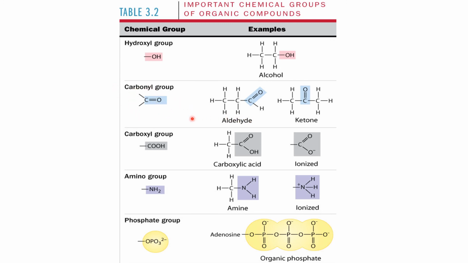You can find these in aldehydes and ketones. Carboxyl groups right here. This is the carboxyl. So it's got a C with a double bond O and an OH. And we have amino groups.